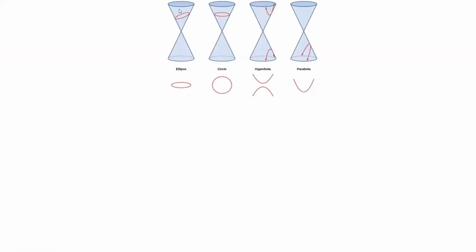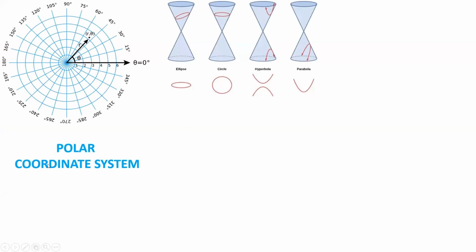So we all are familiar with different types of coordinate systems. Our interest is to discuss something about ellipse. The equation of any conic in polar coordinate system is given by r equals r naught divided by 1 minus epsilon cos theta.